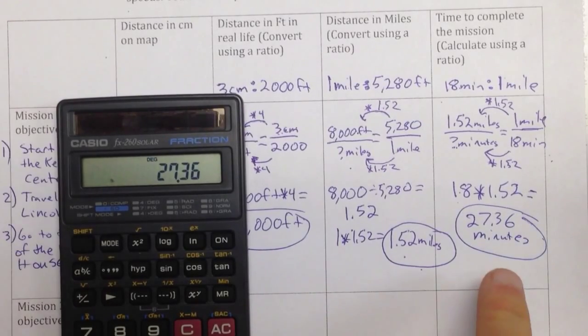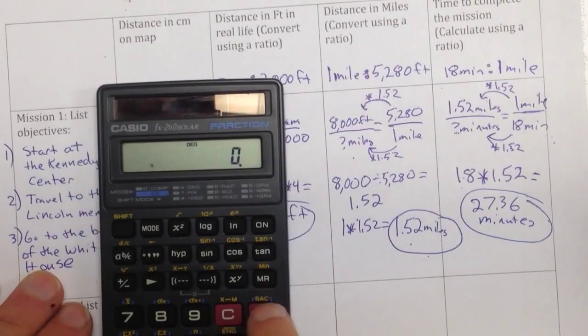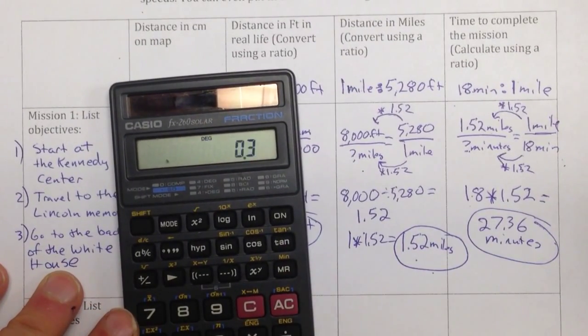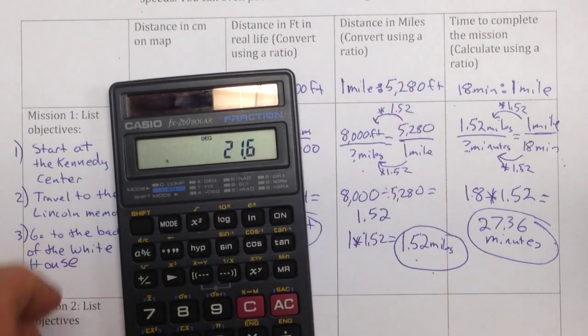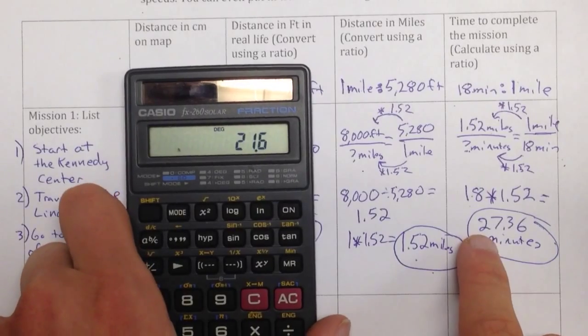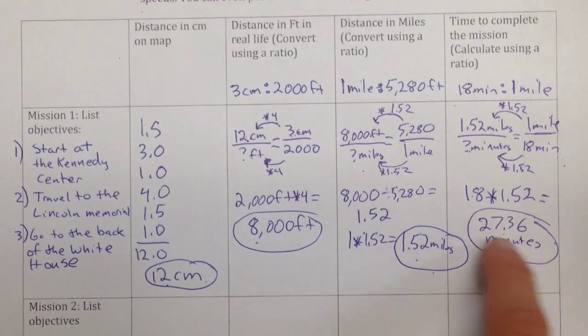All right, so if we wanted to convert that to seconds, we could do 0.36 of a minute, which is 0.36 times 60 seconds. So that'd be 21, almost 22 seconds. So technically 27 minutes and 22 seconds, but you can just leave it like this.